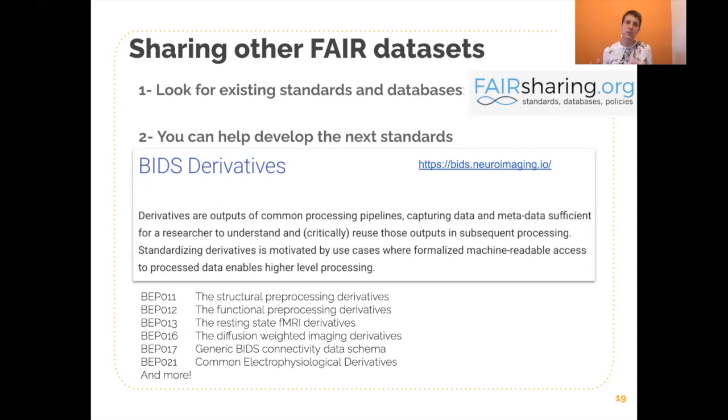And here I would encourage you to look into BIDS derivatives. Just like BIDS started with raw data, but is now growing into describing many different types of data, including derived data sets. And there are a number of BEPs, or BIDS extension proposals, that focus on different aspects of the data. So I've put a few of them here, including structural preprocessing derivatives, functional preprocessing derivatives, diffusion weighted images derivatives, and so on. And so you might want to go there and see where the standard is at and maybe contribute.